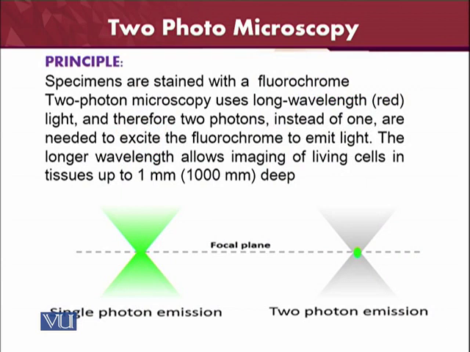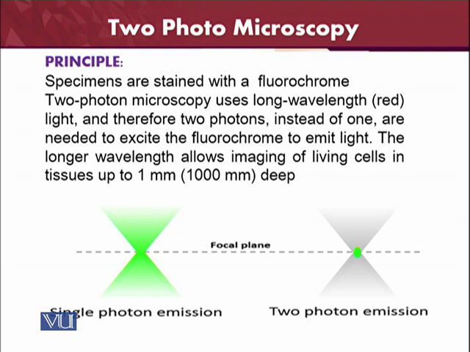Two-photon microscopy uses long-wavelength red light, and therefore two photons instead of one are needed to excite the fluorochrome to emit light. As we have already studied confocal microscopy and fluorescence microscopy, all three of these microscopes use fluorochromes in their microscopic material.